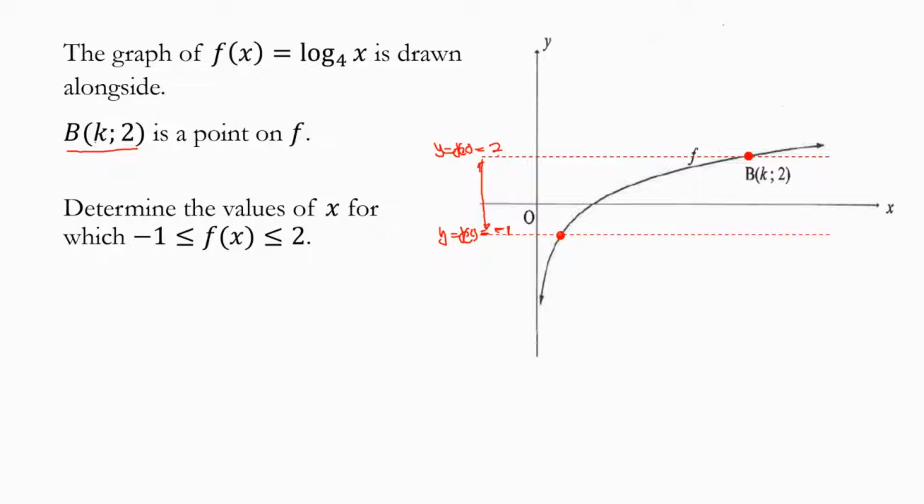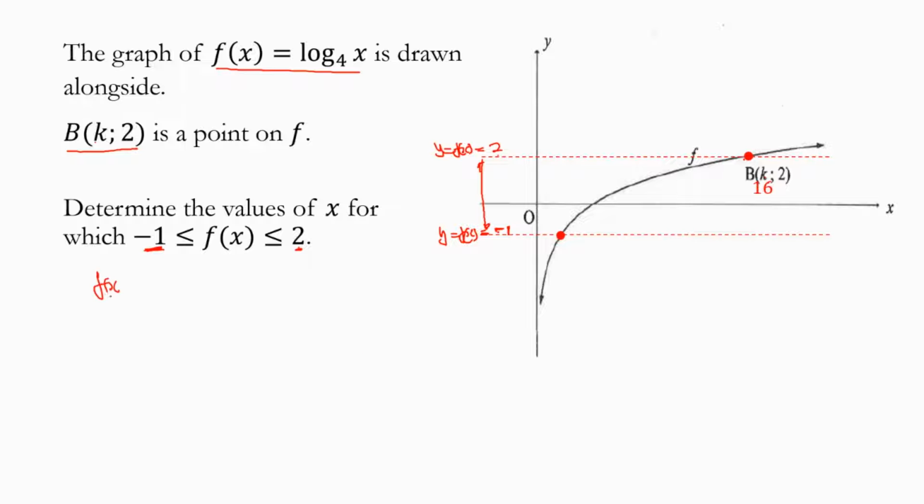Okay, so it means it's from this point here, the dot here, up to there, right? Which x values are these? So now we have to find the x values. When y, or f of x, is equal to 2, we know that k is 16. So we need to find the value of x if y, or f of x, is equal to -1. So what do we do? We have to substitute into the formula.